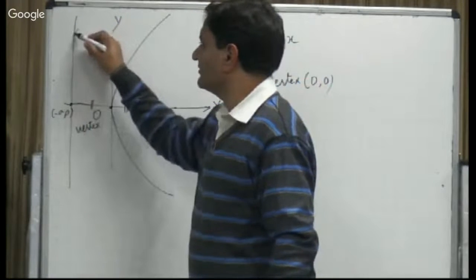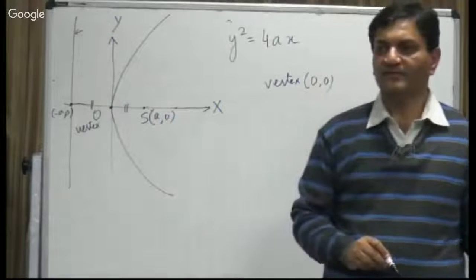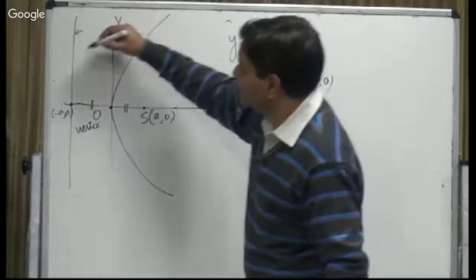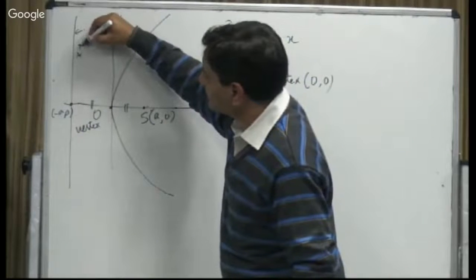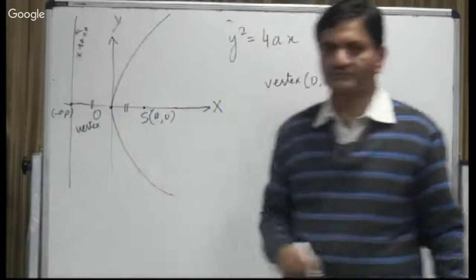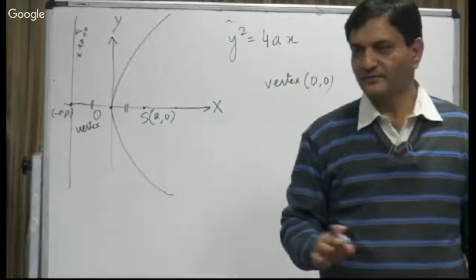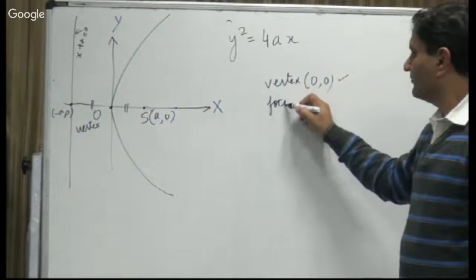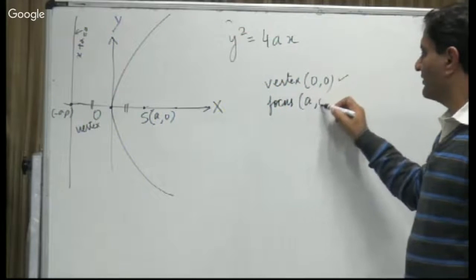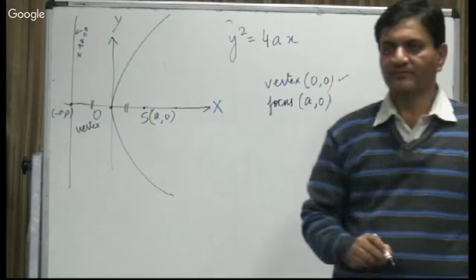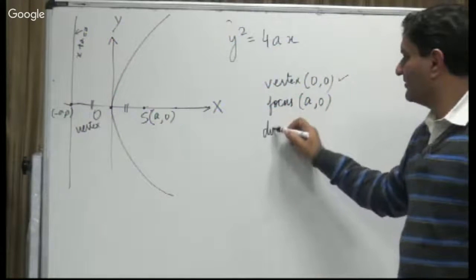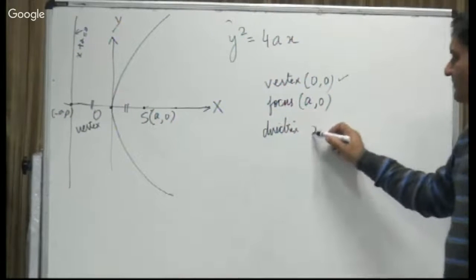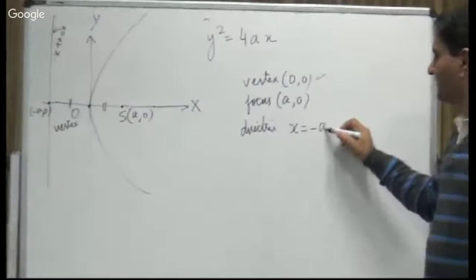So what is the equation of the directrix here? Any line parallel to the y-axis is x equal to constant. So this is x equal to minus a, or x plus a equal to 0. Is that clear to you? So vertex is 0, 0. Focus, I am assuming some point on the x-axis, which is a, 0. Then the equation of directrix will be x equal to minus a.